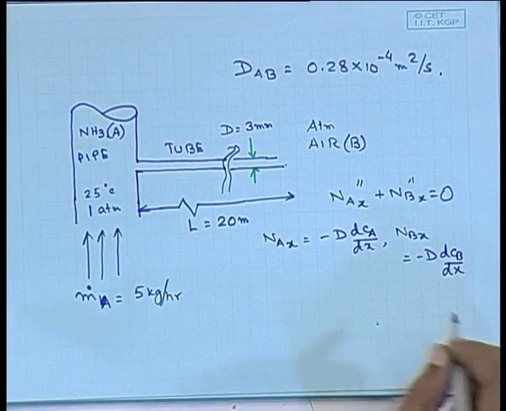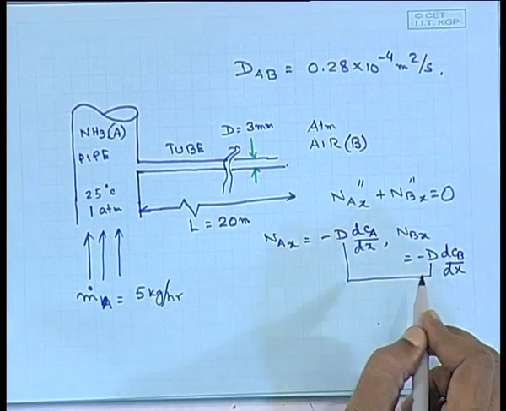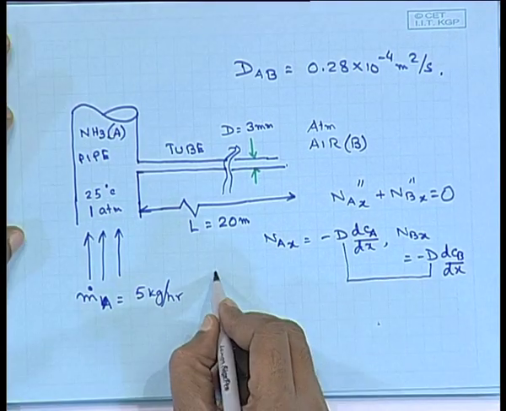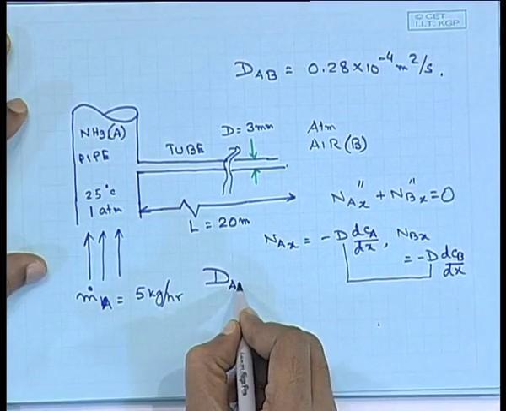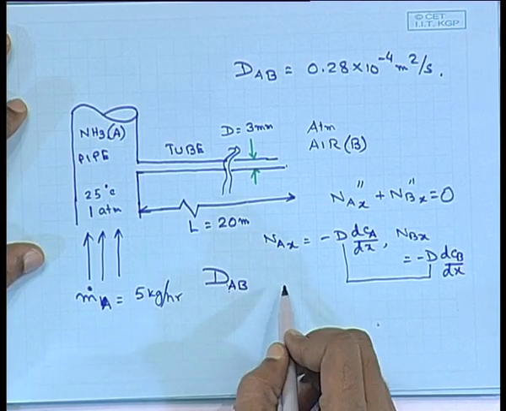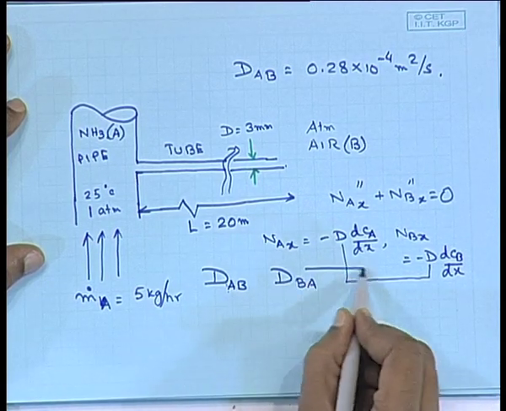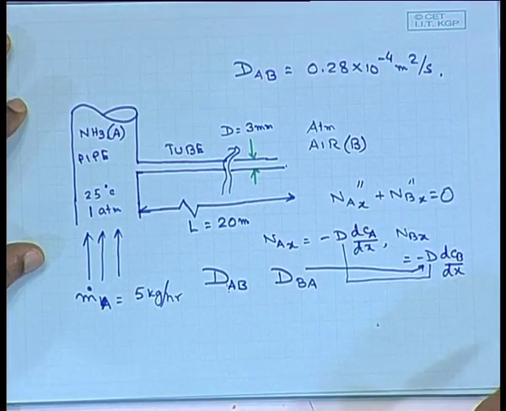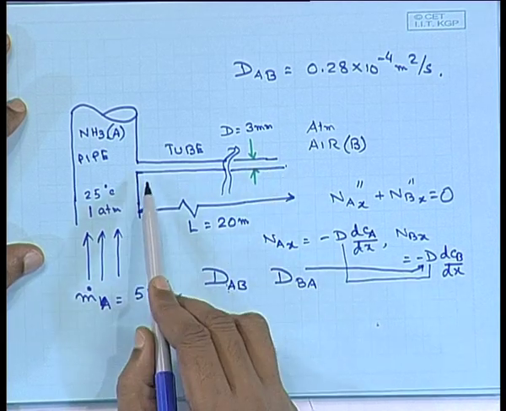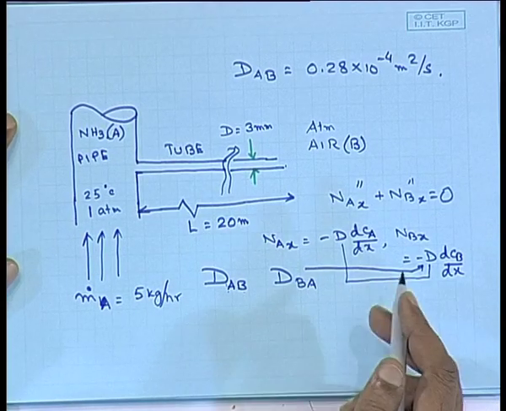Does any question come to your mind when I write these two? Because what I am writing is D in both cases. So, what is D? D generally I said is referred as DAB, that is diffusion of A in medium B, but in this case shouldn't I also use DBA, where in one case I am having diffusion of air in ammonia, in the other case ammonia in air? So, shouldn't I use two different DABs in these two equations?